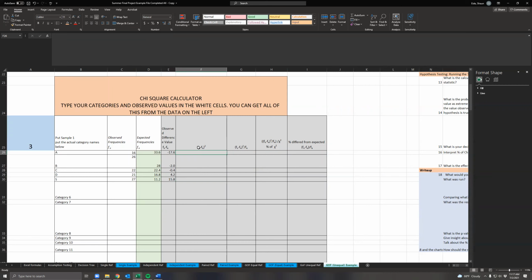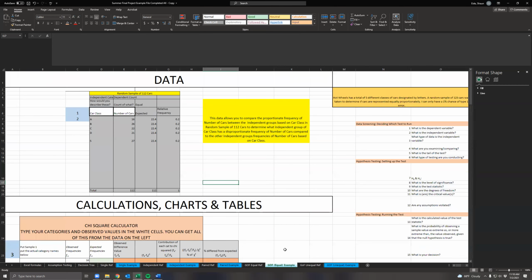Okay, so the next thing that we've got to do is equals this value right here squared, frequency observed minus frequency expected squared. Okay, and then we're going to drag it all the way down. And then we are going to do equals frequency observed minus frequency expected divided by frequency expected. And this right here is the contribution to chi-squared. Okay. So we've got the individual contribution to chi-squared.